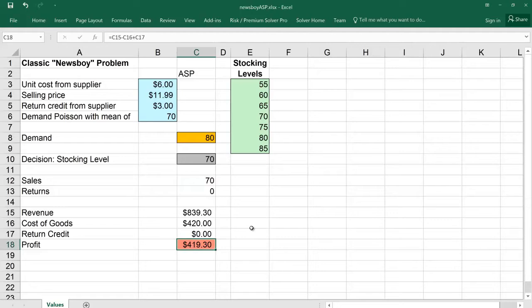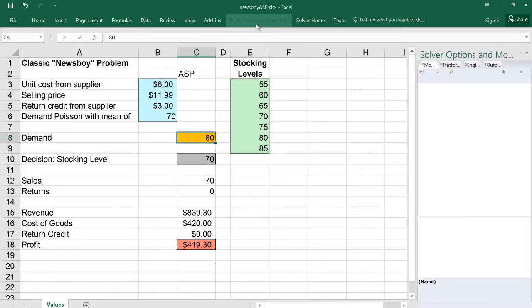So what we'd like to do is simulate different days following this demand that has a Poisson distribution, and get information about the distribution of the profit. So in Resolver, first of all, we're going to highlight demand. We go to Resolver.